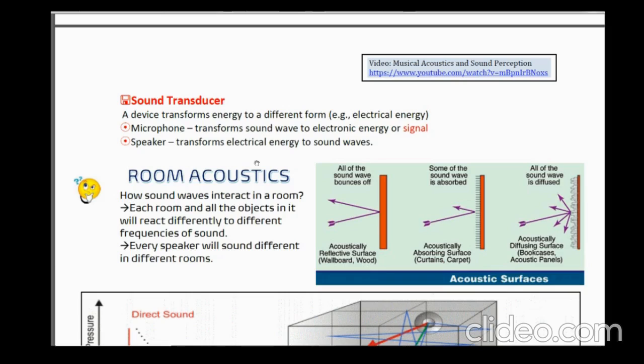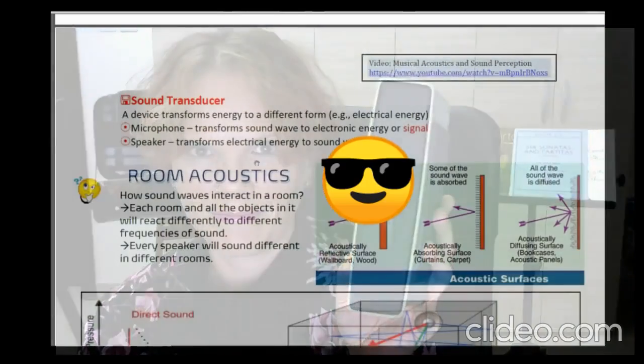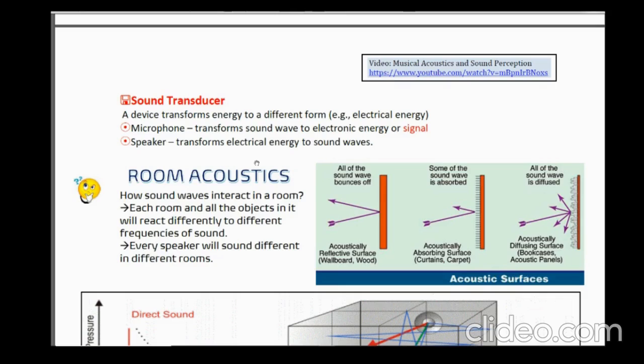A transducer is a device which transforms energy to a different form, and this different form is electrical energy. We have 2 sound transducers. One is a microphone, let's say something like this, and the other one is a speaker, something like this. The microphone transforms sound waves to electronic energy or signal. The speaker transforms electrical energy to sound waves.